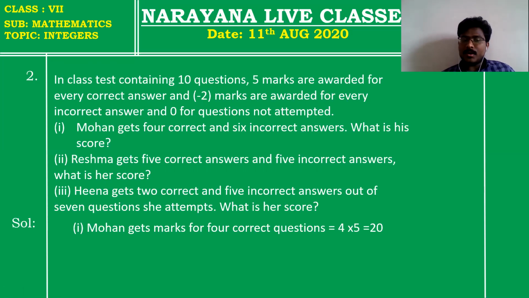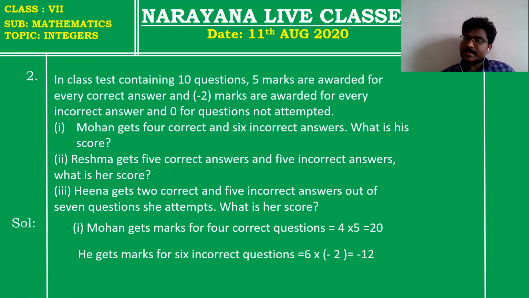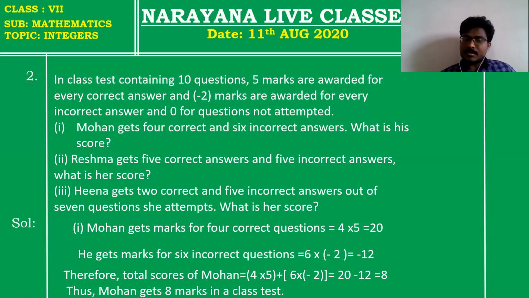First, Mohan gets 4 correct answers. Each correct answer carries how many marks? 5 marks. The total will be 4 into 5, 20 marks. Next, incorrect answers: Mohan has 6. Each incorrect answer is minus 2. 6 into minus 2 is minus 12 marks. Therefore, the total marks is 20 minus 12, that is 8 marks. So Mohan finally got 8 marks.